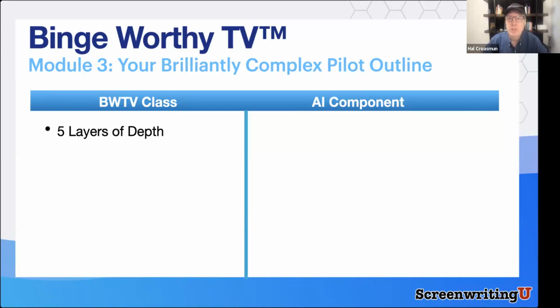95% of what was submitted to us had only 2 layers of depth. Most people were writing with a surface layer and then 1 layer of meaning beneath that. So the pros are writing at 5 layers of depth. Our projects are at 5 layers of depth. And when you create your pilot outline, you're going to build all 5 of those layers into it.